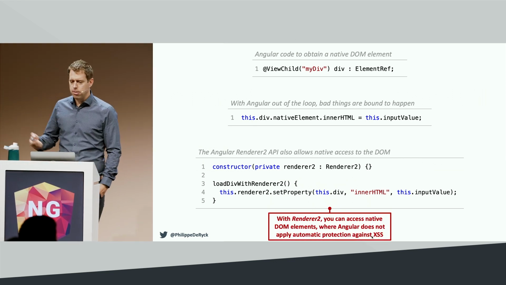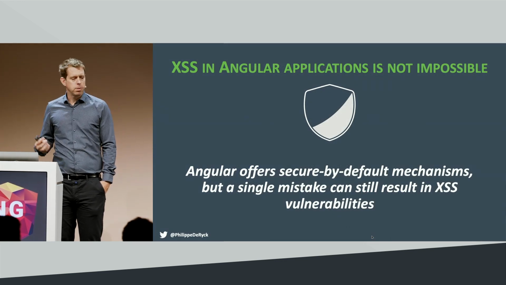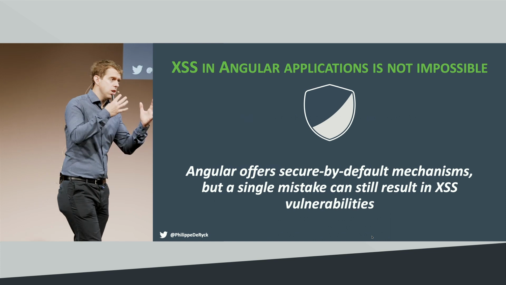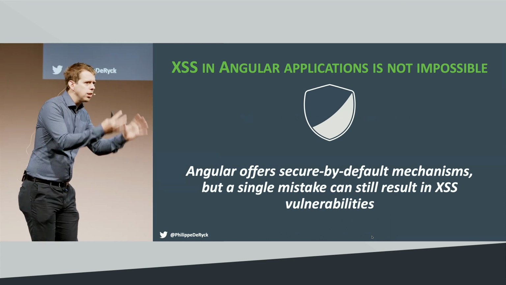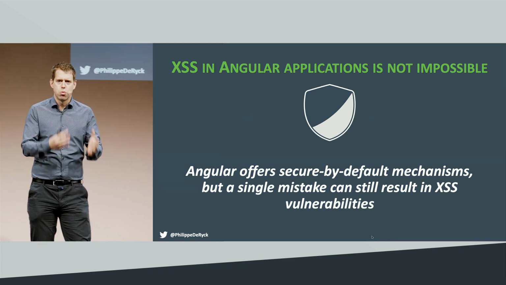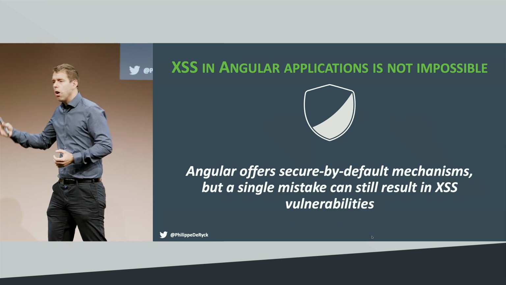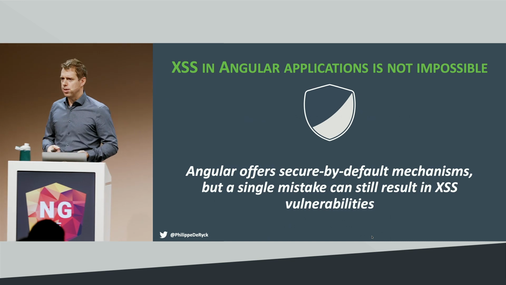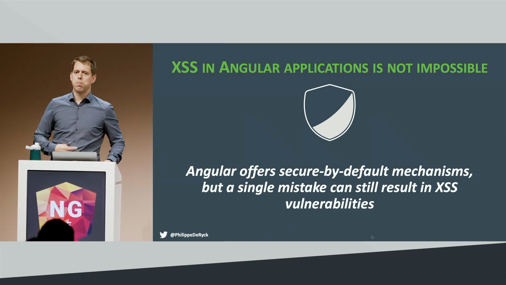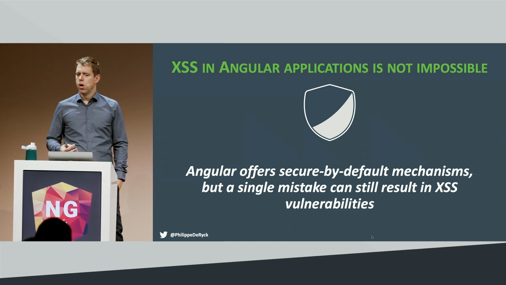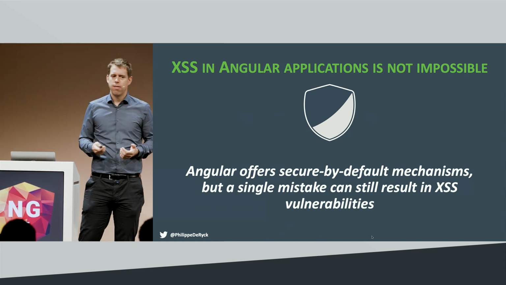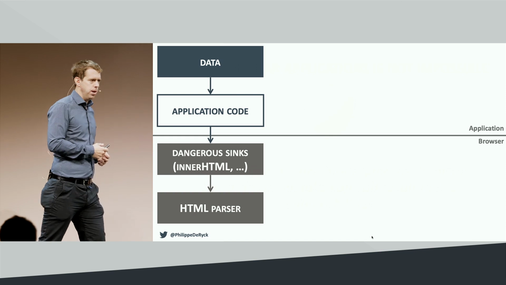So the takeaway here is that cross-site scripting in Angular applications is not impossible. Yes, Angular has secure defaults, which is awesome. And if you follow the Angular way of doing things, you are protected. That's really good. But there are, unfortunately, still ways that things can go wrong, and they actually do go wrong in practice. And that's the setup of what we're going to talk about right here. How can you stop things from going wrong, even accidentally? That's where Trusted Types comes into play.